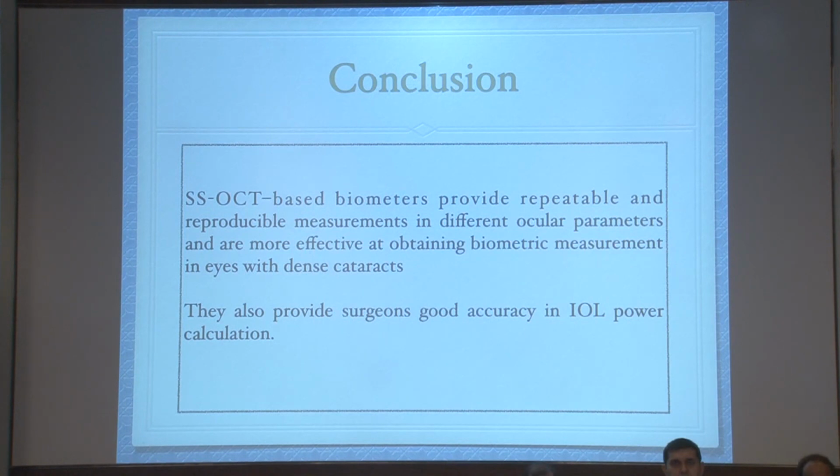So we need all these advanced biometers to use the newer formulas, which are more predictable and more accurate. They provide repeatable and reproducible measurements of different ocular parameters, and they provide good accuracy in IOL power calculation.